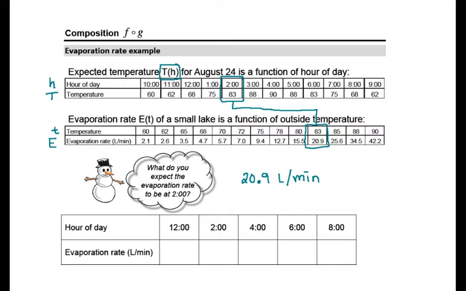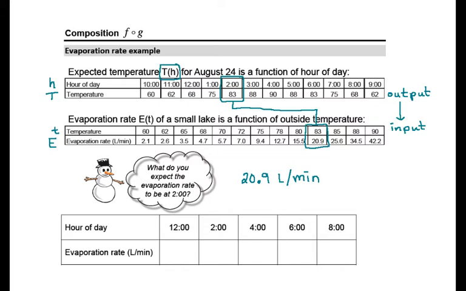But the point of this application example is that we can see what's going on with composition of functions. The output of our temperature function became the input to the evaporation rate function, so that this is a sequential process. With adding and subtracting functions, we had the same input variable to both functions, and we were just adding or subtracting the outputs. With compositions, the output to one function becomes the input to the next function. So this has to be thought of in a sequential manner.